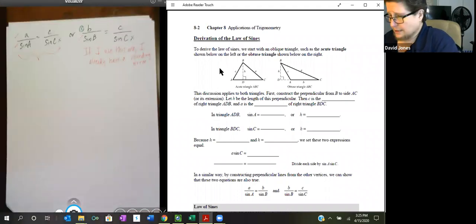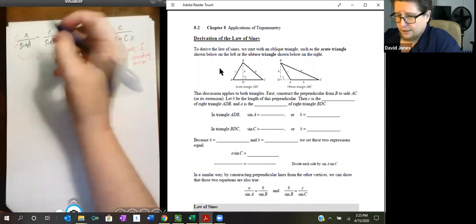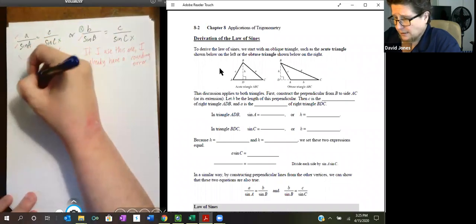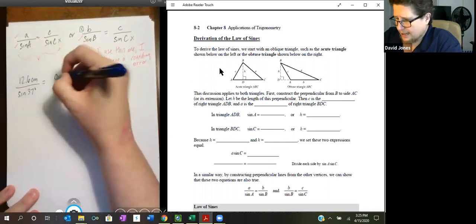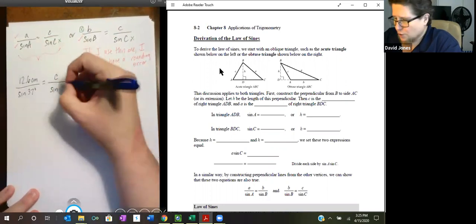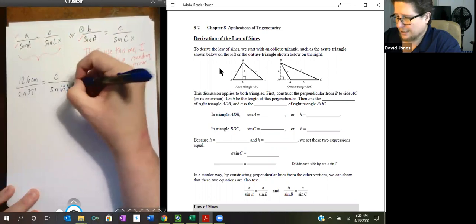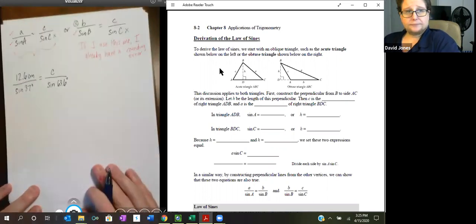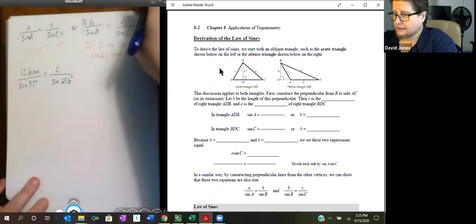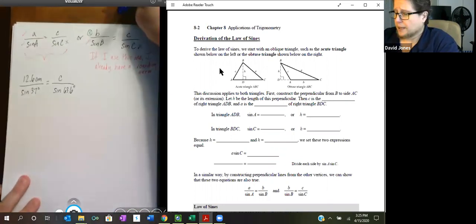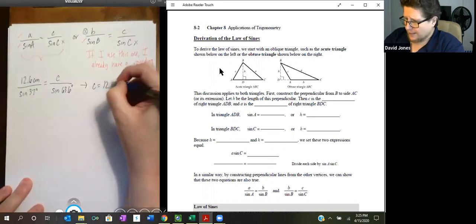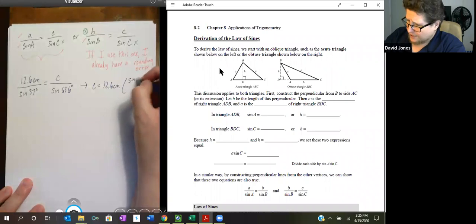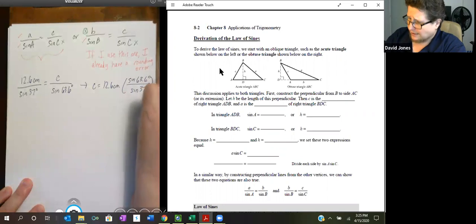Let's fill in what we had. A was 12.6 centimeters over sine of 37 degrees equals C over sine. And there's no way of avoiding it. We got to use the angle C that we calculated. So we solve for C. C equals 12.6 centimeters times sine of 63.6 degrees over sine of 37 degrees.